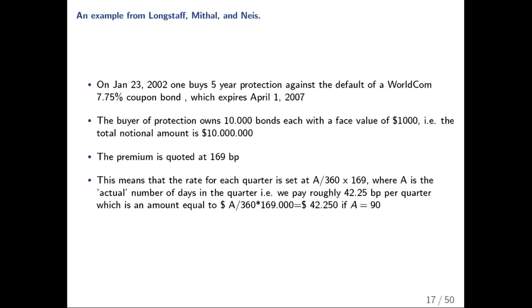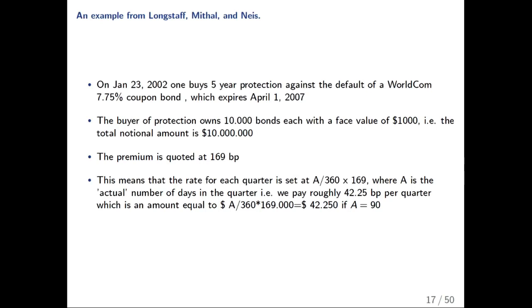You'd have paid a quarterly fee. So this would be depending on the days in the quarter. This would be the pro rata payment of 169. So 42.25 basis points per quarter would have been paid in order to own this CDS.